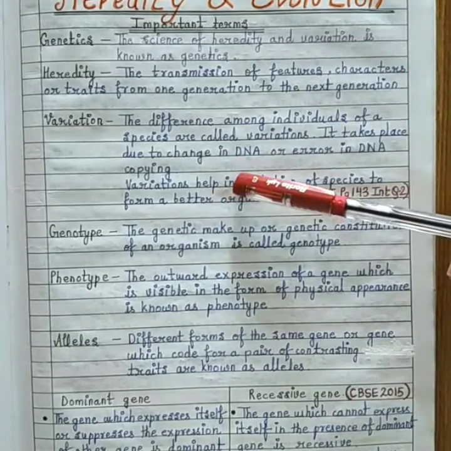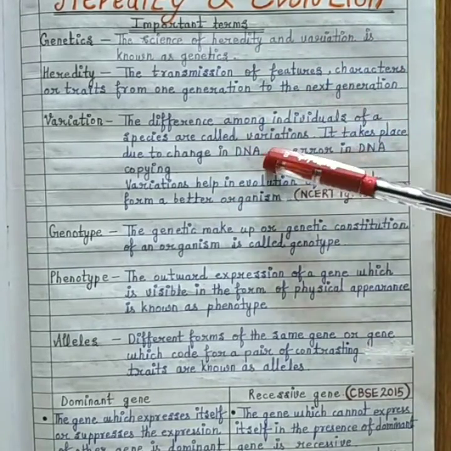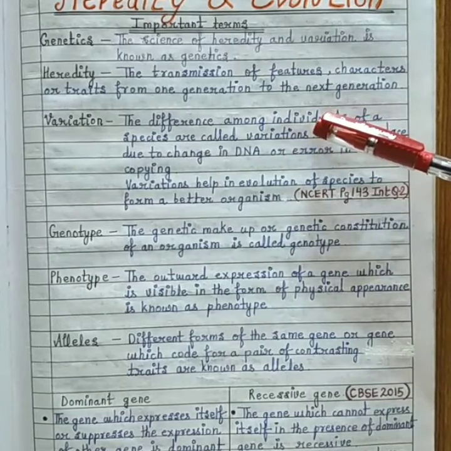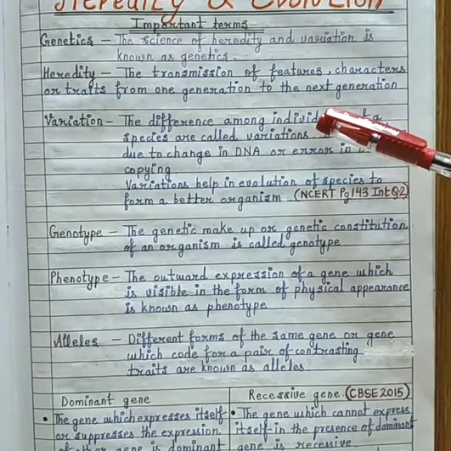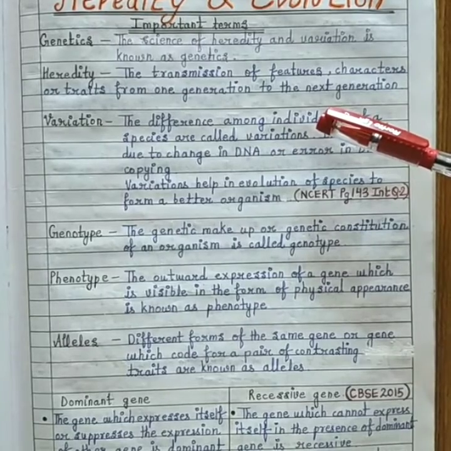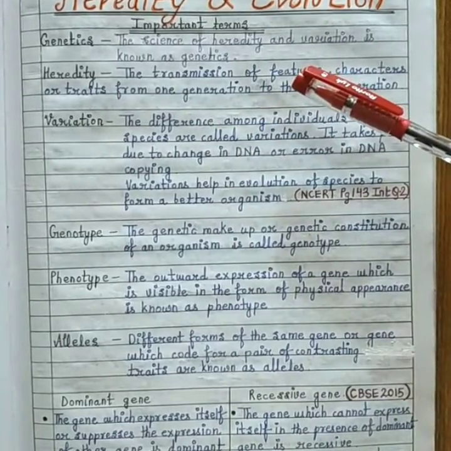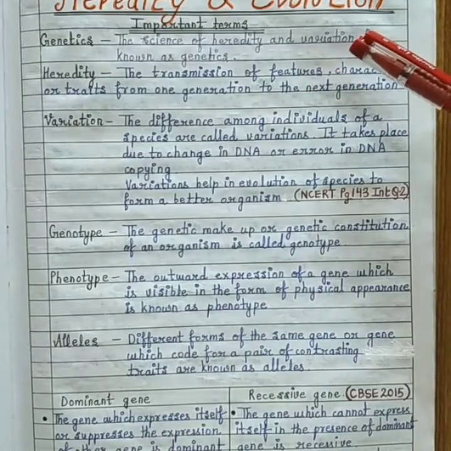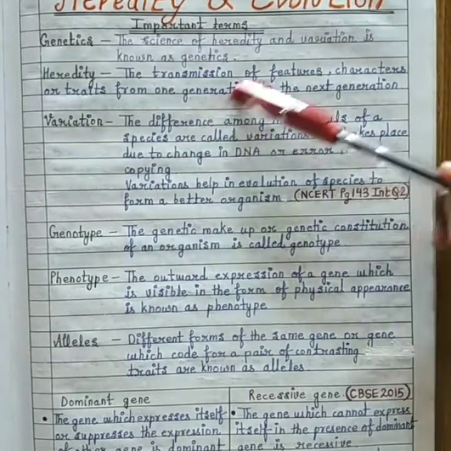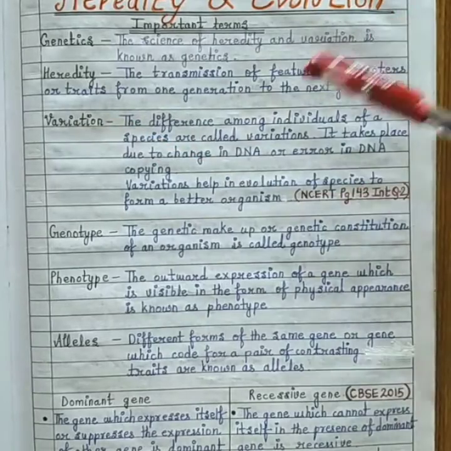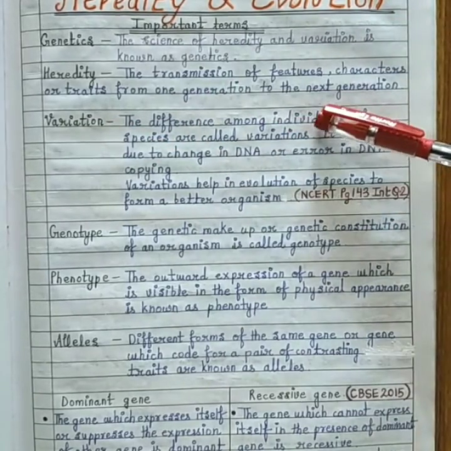Now moving ahead, we'll talk about variation. The difference among individuals of a species is called variation. Like human beings, we all are similar, but still we have some difference amongst us. हम same होते हुए भी different हैं. So that difference is variation. Suppose we are similar to our parents, but still we have some difference. हम उनसे थोड़े अलग भी हैं. So वो difference क्या होता है? That is variation. So same species के individuals में जो difference होता है, we call it variation.